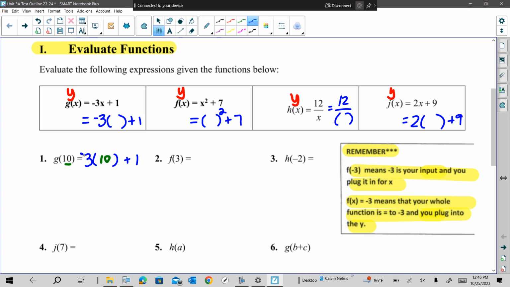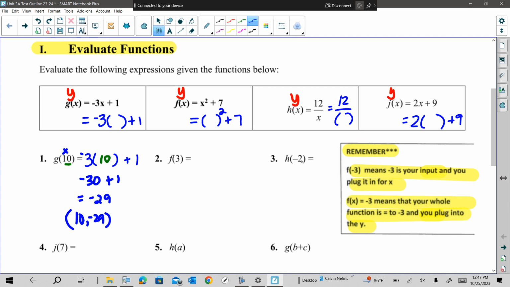So we're just doing order of operations from here. -3 times 10 is -30. Plus 1, you get -29. So function notation, since the g of x is the same as y, our output is -29. The 10 was the x. So this would be the ordered pair 10, -29. I refer to the ordered pair because you're going to have to find that on the graph. So there's going to be some graphs. This is just evaluating, getting the output, solving.